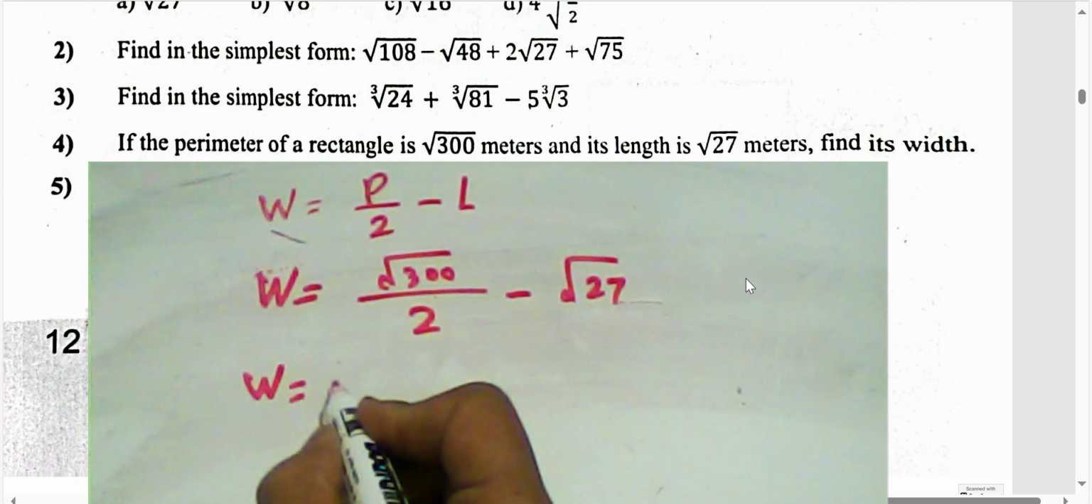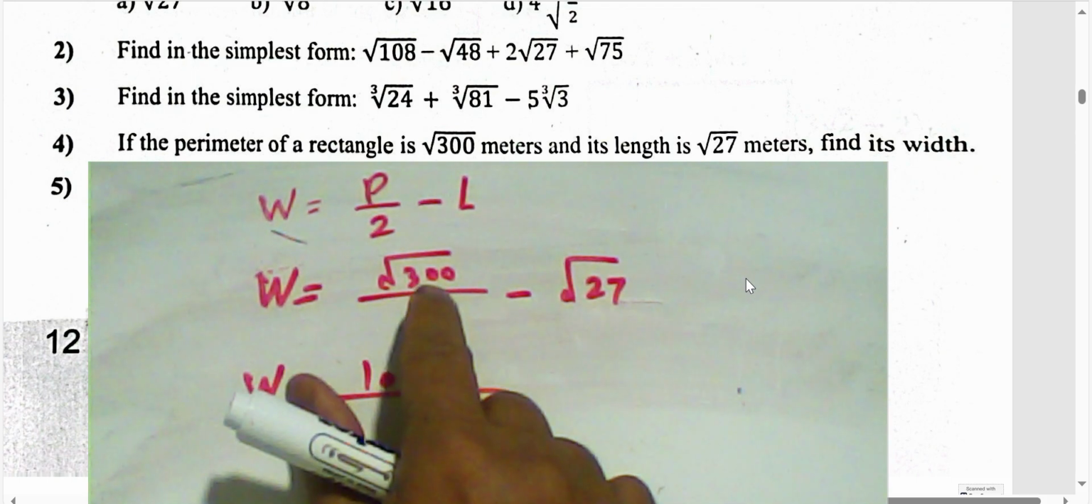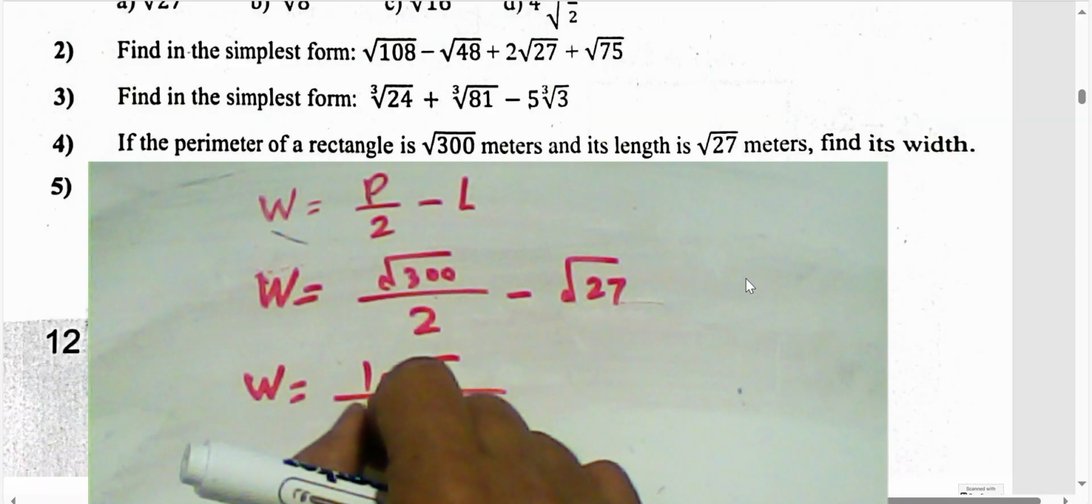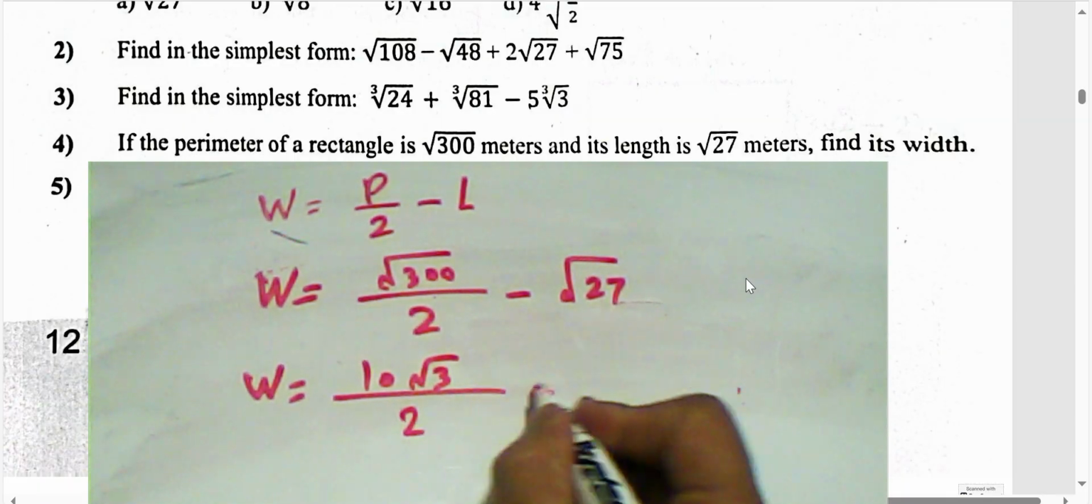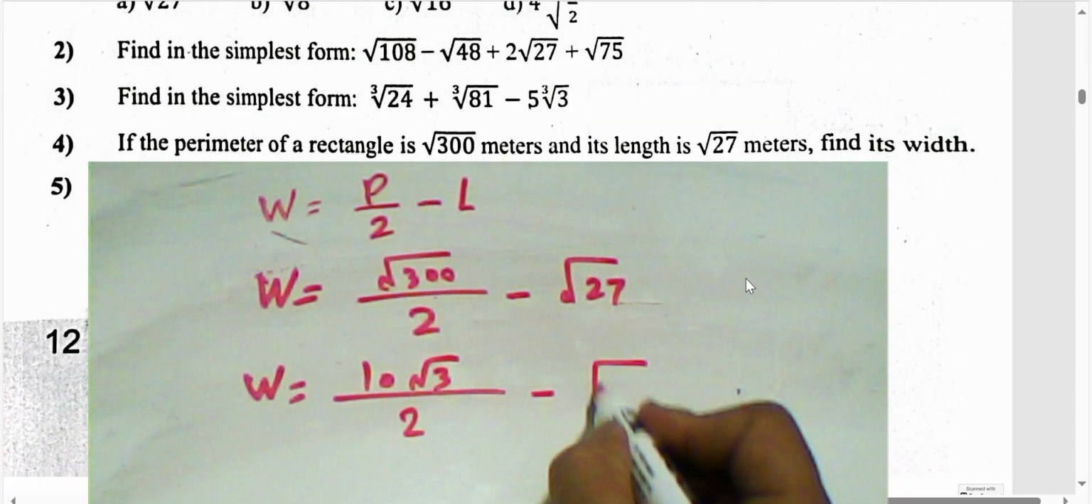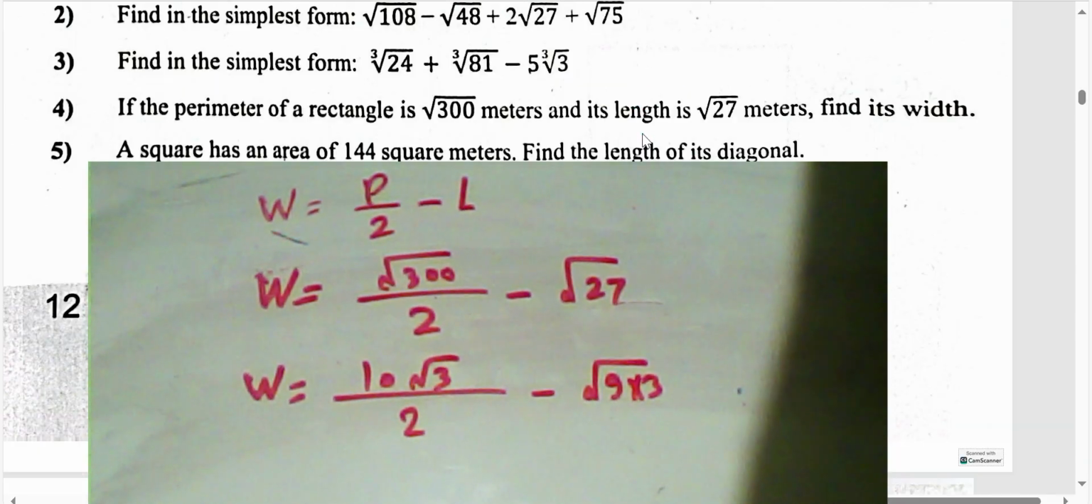Then the width equals square root of 300, which equals 10 root 3, because 300 equals 3 times 100 and the square root of 100 is 10. 10 multiplied by root 3 over 2, subtract the square root of 27. It will be 9 multiplied by 3. We can complete here: 10 divided by 2 equals 5.